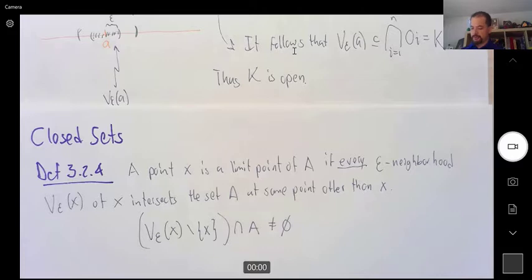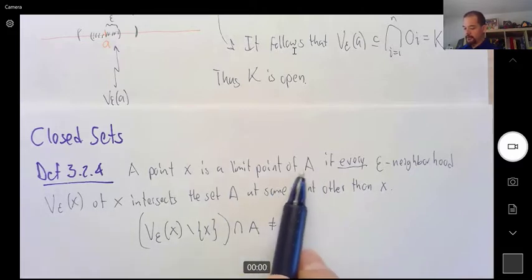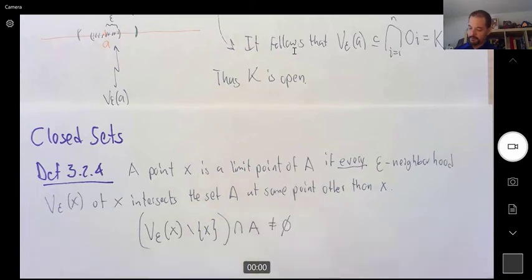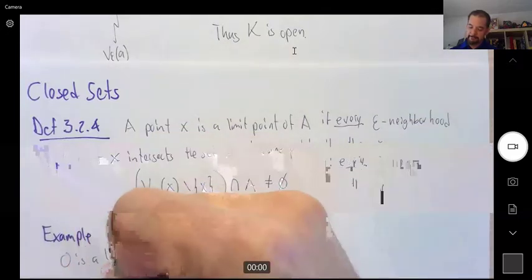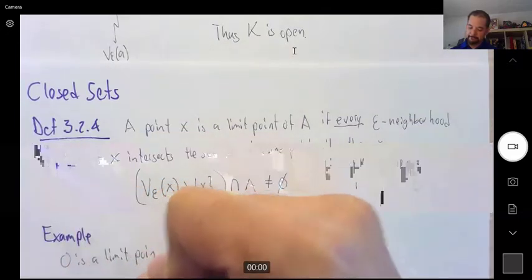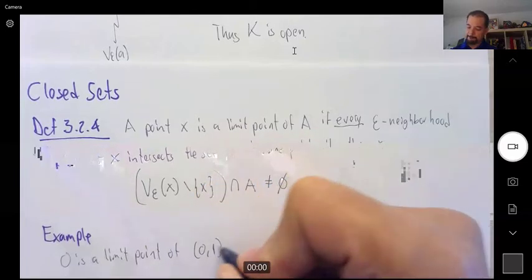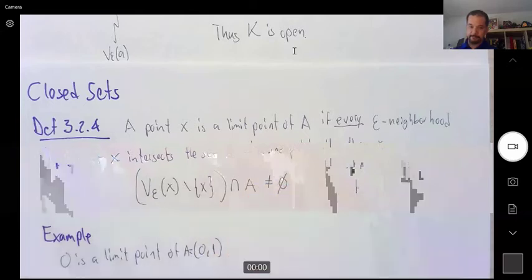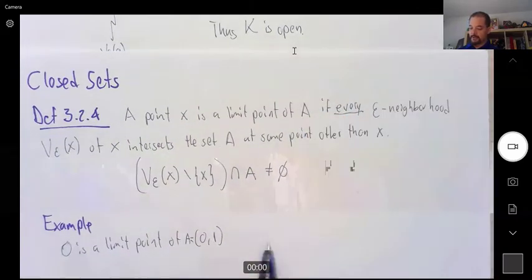Actually, maybe we should start with that example. So for example, what would be a good one here? Well, 0. So a little example here. I say that 0 is a limit point of the interval (0, 1). That's my A. Why is that? Why is 0 a limit point? Notice 0 is not in here, right? It's not in there. But why is it a limit point?